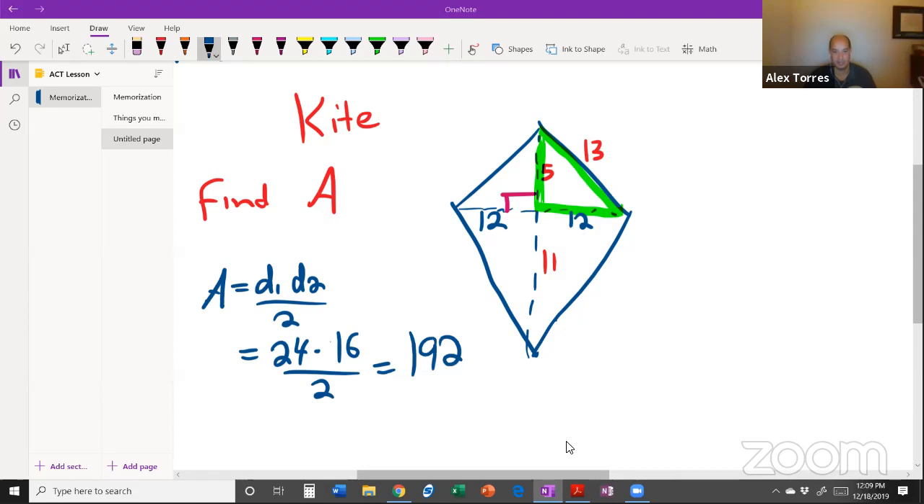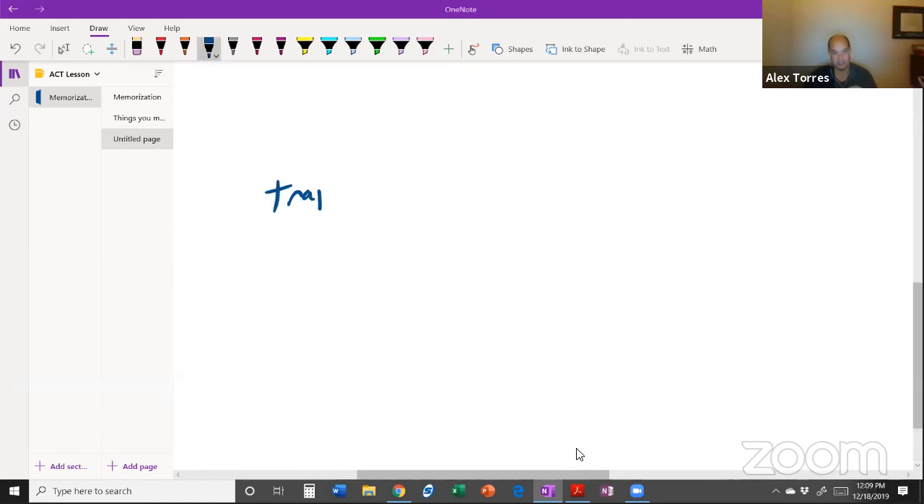So the next one on my list would be the area of a trapezoid. For a trapezoid, the area formula is 1/2 times (B1 plus B2) times H.